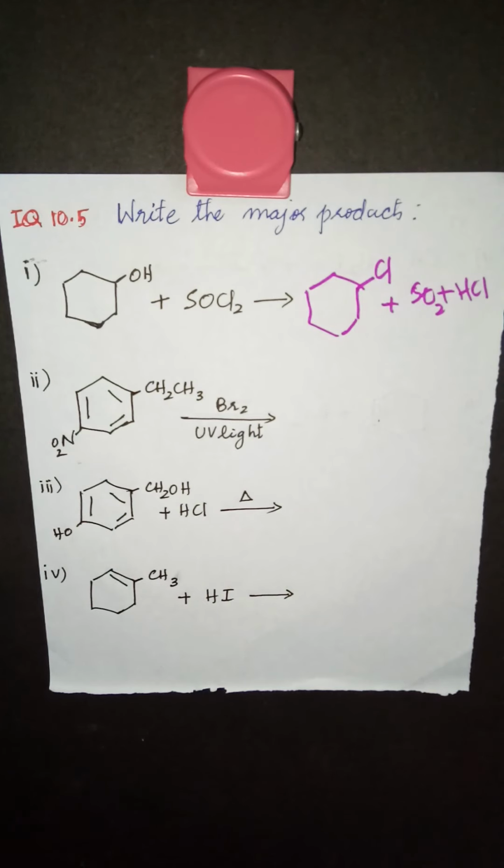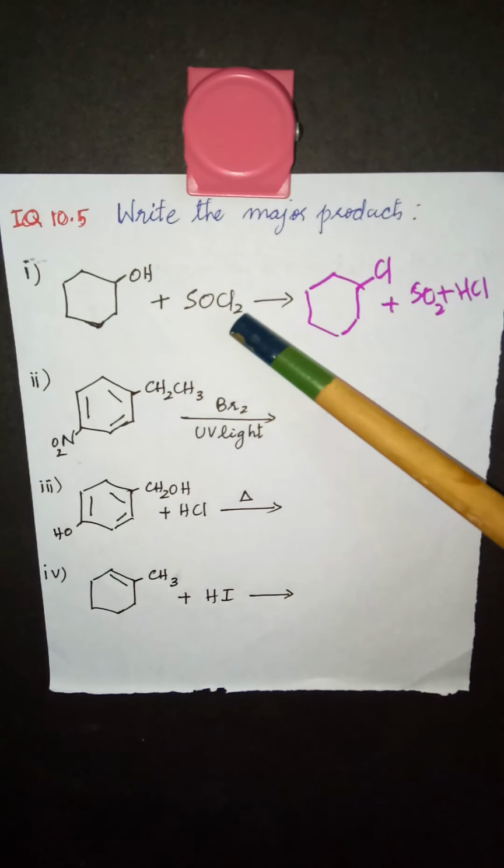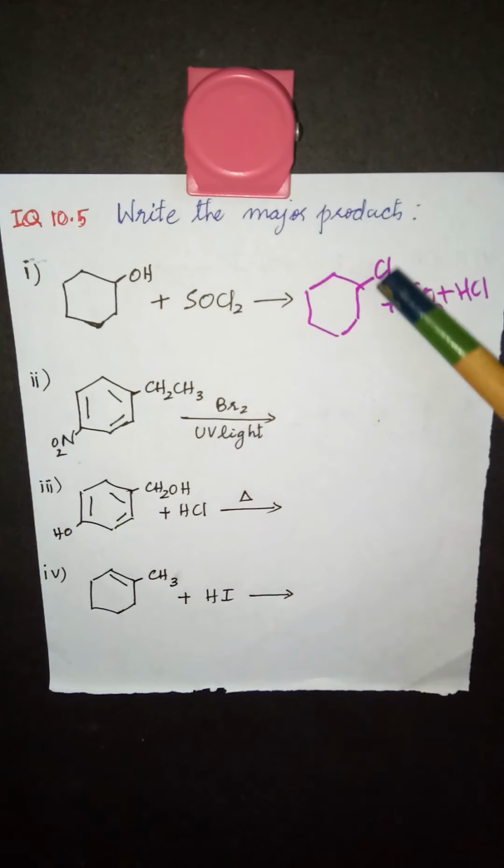So you are asked to predict the major product. So if you write only this also, it is fine. So OH is replaced by Cl. Okay, so this is the product.